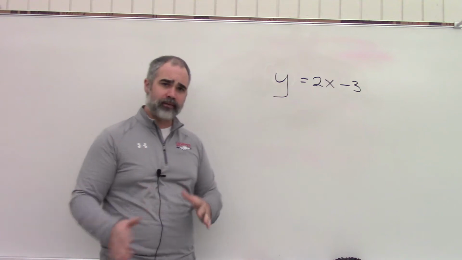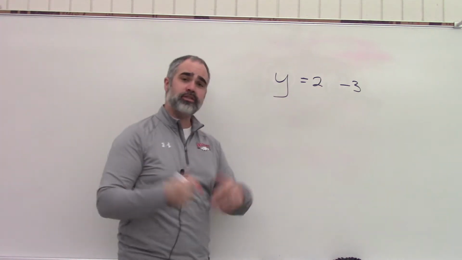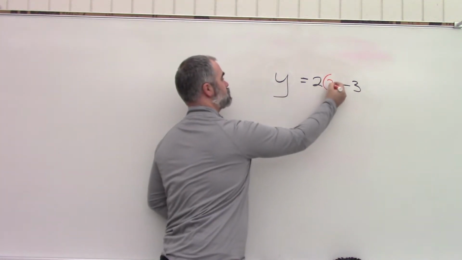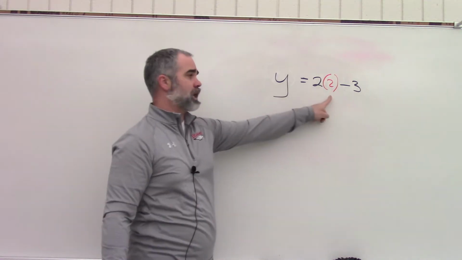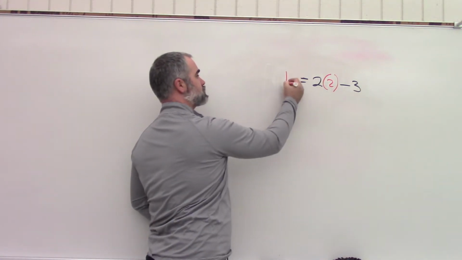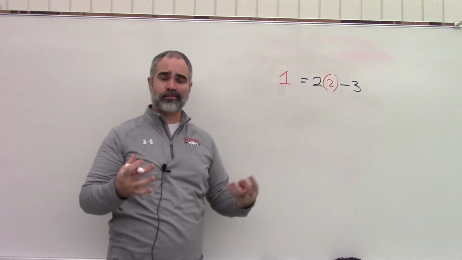Let me show you what I mean. I can put any number I want in for x, and it changes the value for y. So I could plug in, for example, I could put in 2. 2 times 2 is 4, minus 3. That's just a positive 1. So when I put a 2 in for x, I get a different number for y.